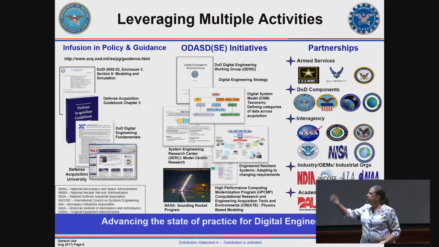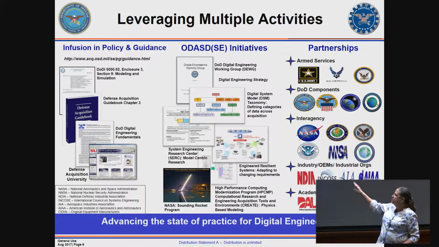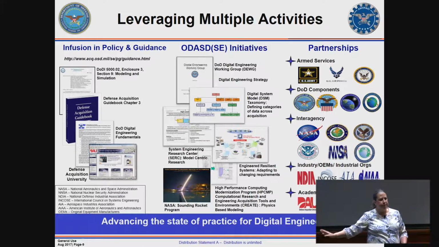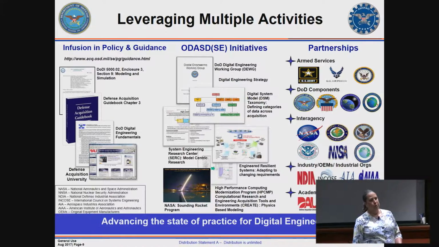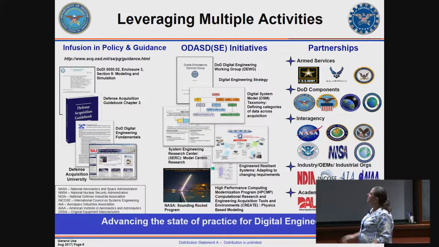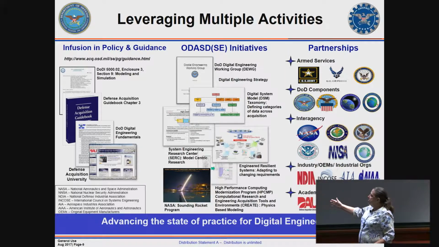But we now have a traceability from policy. Although we did it backwards, we have a traceability from policy, guidance, recommendations, and now we're actually starting to train the defense acquisition workforce, which is our training possibility. We have a number of initiatives that continue to go on.